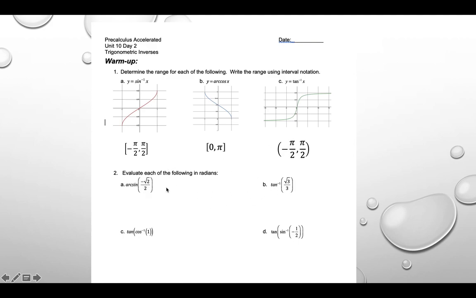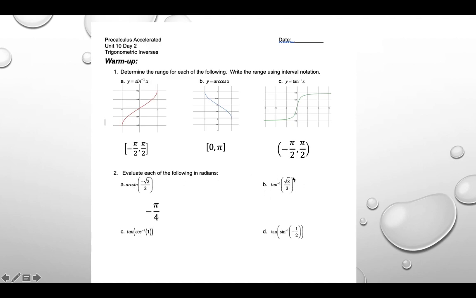So when I'm evaluating the following, arc sine of negative root 2 over 2, that means I want to use this interval from negative pi over 2 to pi over 2. So in the interval from negative pi over 2 to pi over 2, what angle has a sine of negative root 2 over 2? And that would be negative pi over 4. Now, if you said 7 pi over 4, that is the correct location. However, your angle is not in the interval that we need to solve in. Okay, so you want to make sure that your angle falls into the interval for that function.